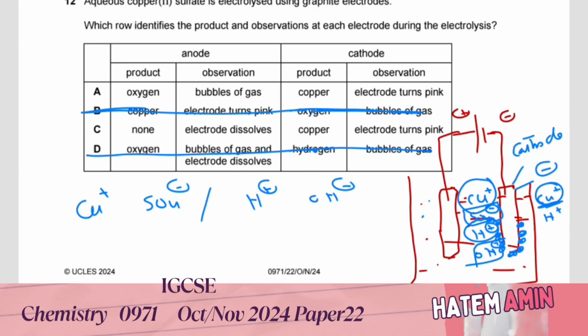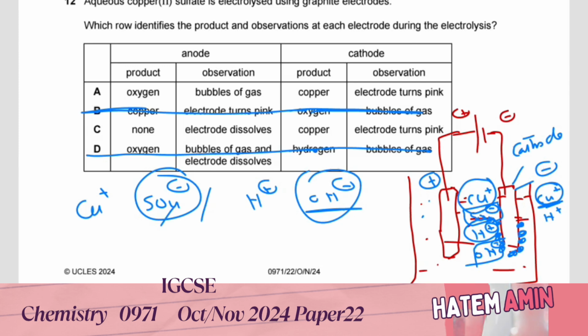Let's check the anode. What do we have at the anode? We have a positive charge, and this positive charge can attract the negative ions. What are the negative ions we have here? We have the OH group and SO4. Which one of these two is able to discharge first?